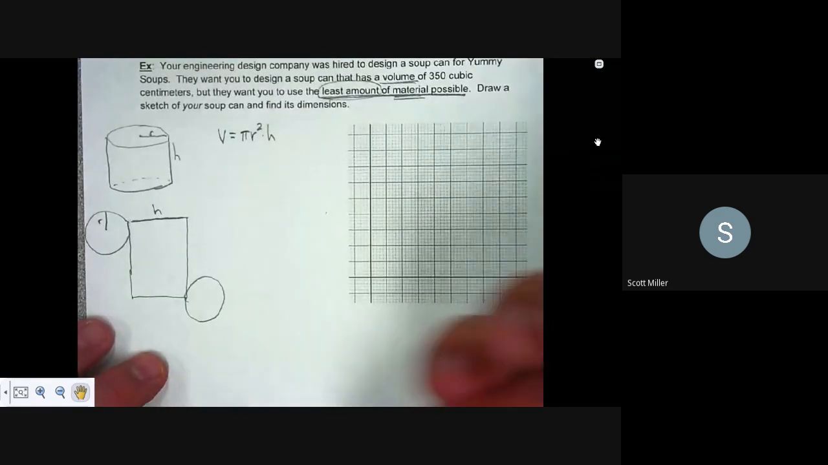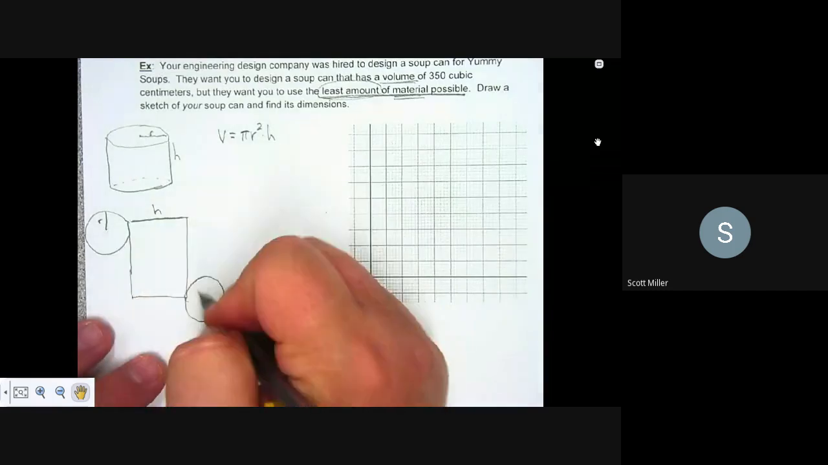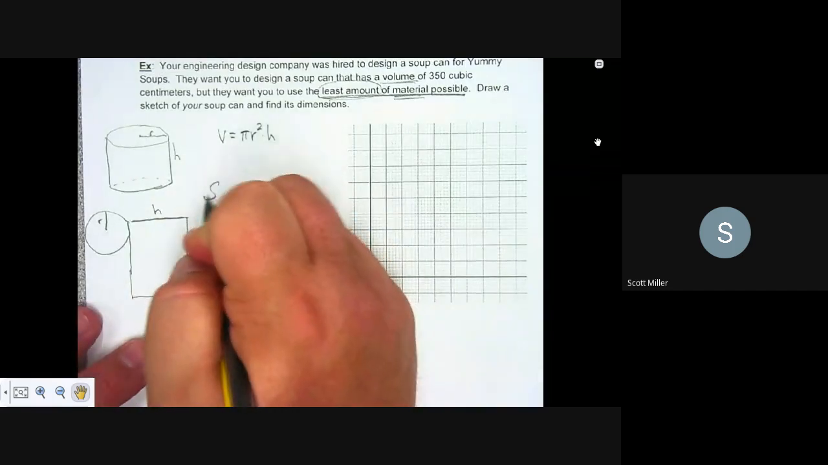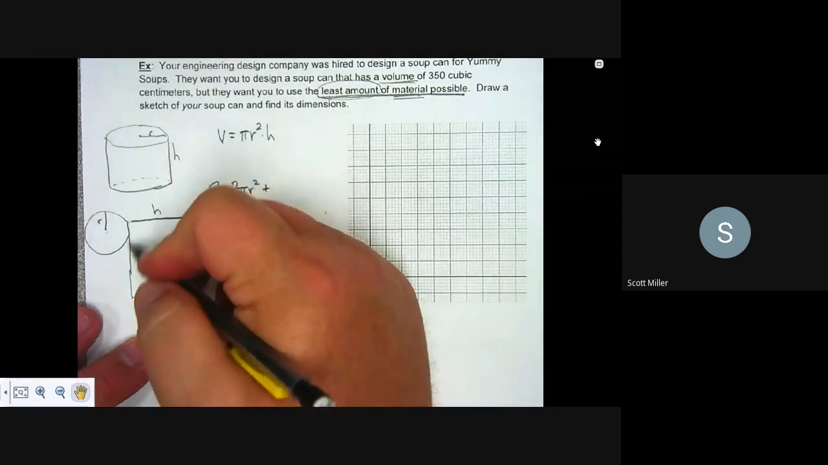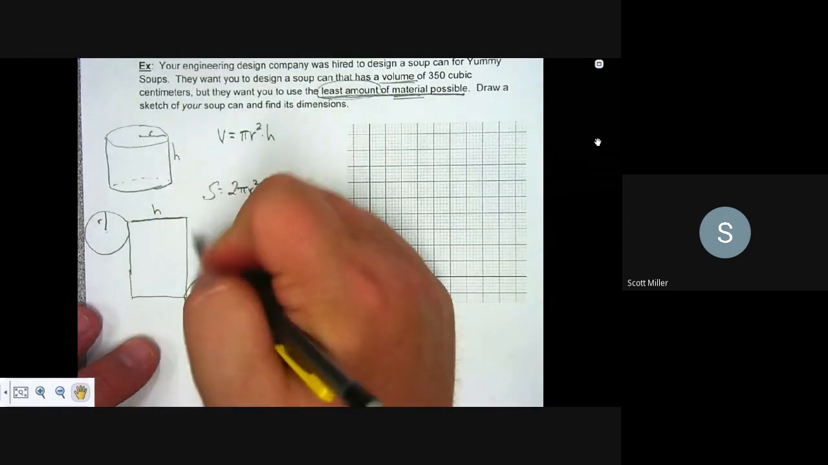So what is the surface area? Well, surface area is the area of all the surfaces. I have two circles here, so my surface area has two circles. And with that, we're going to add whatever this rectangle is, because this is a rectangle when you lay it flat, and I know that that is h.